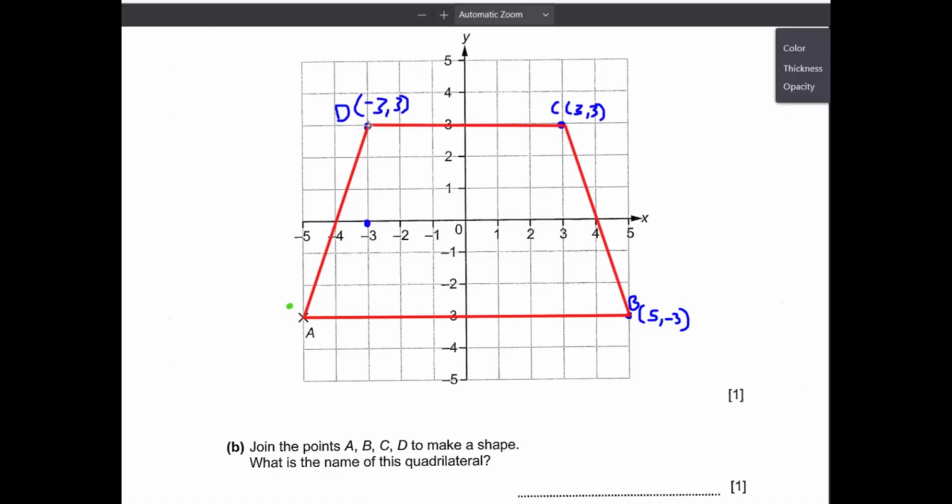Okay, and I think this will be, yes, an isosceles trapezium. What is the name of this shape? We say it's an isosceles trapezium.